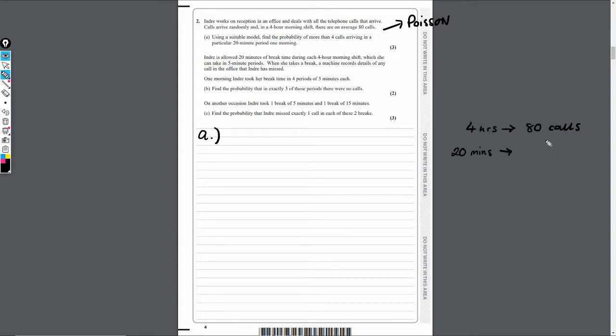Well, you can divide this by 4, so 8 divided by 4 is 2, and then divide that by 3 to get your 20 minutes, so that'll be 2 over 3 calls. Okay, so we can model this as a Poisson distribution, so we say X is distributed Po, and here our lambda value is going to be this value for the 20 minutes. Now we just need to work out the probability that X is greater than 4, so more than 4 calls arriving. So that's the same as 1 minus the probability that X is less than or equal to 4.